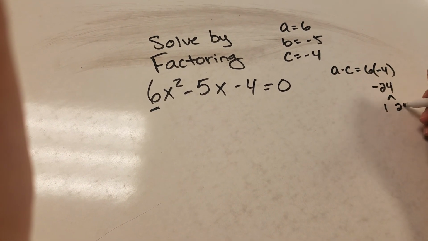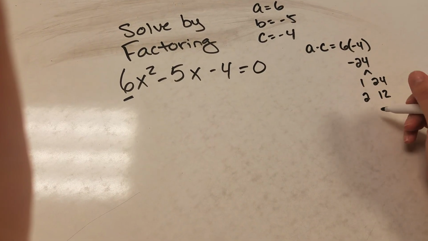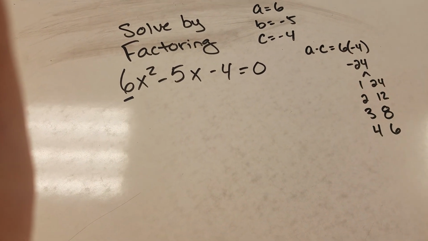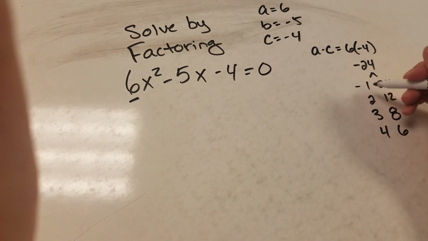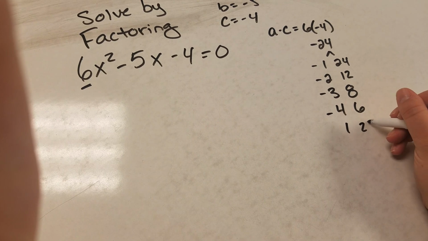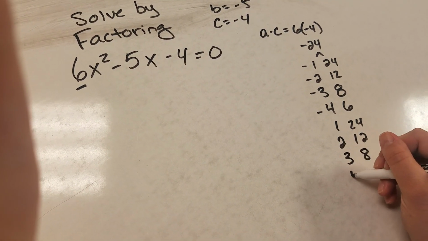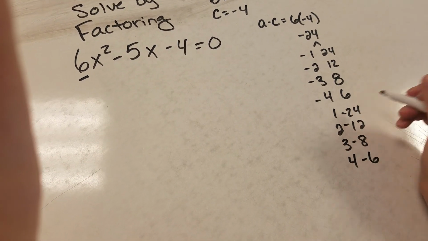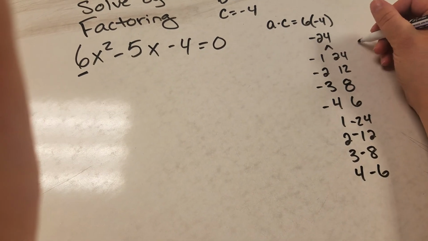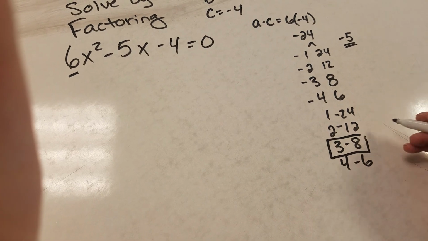We factor out 24. If we're multiplying to a negative number, we need a positive and a negative number. We're trying to figure out our factors that are going to add to -5. So we can make our lower number negative, or we can make our higher number negative. So if we add all of these together, there is only one option that is going to give us our B value of -5. That is going to be 3 and -8.